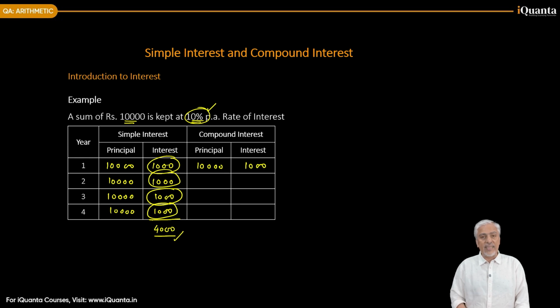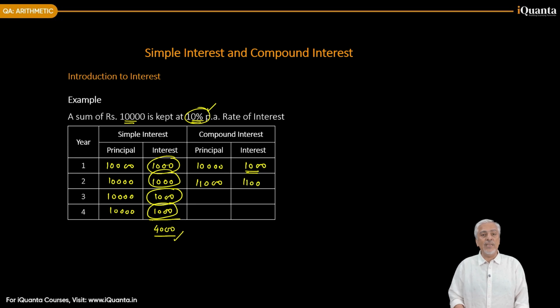Now, what happens in the second year? This 1,000 gets added over here. That means, suppose I've given this money to the bank. So the bank at the end of the 1 year tells me, okay, your balance is 11,000 rupees. Great. That means now I will earn interest on 11,000. Rate remaining the same, 10%. I will earn interest on 11,000, which will become 1,100.